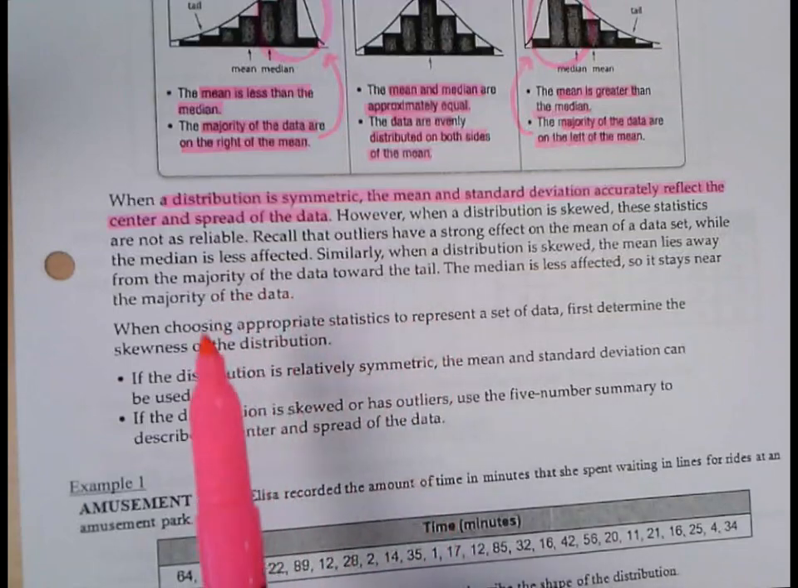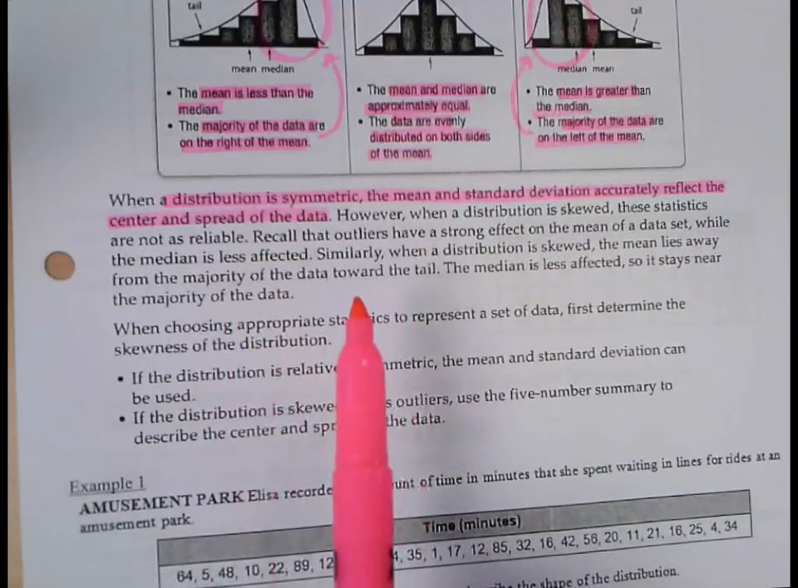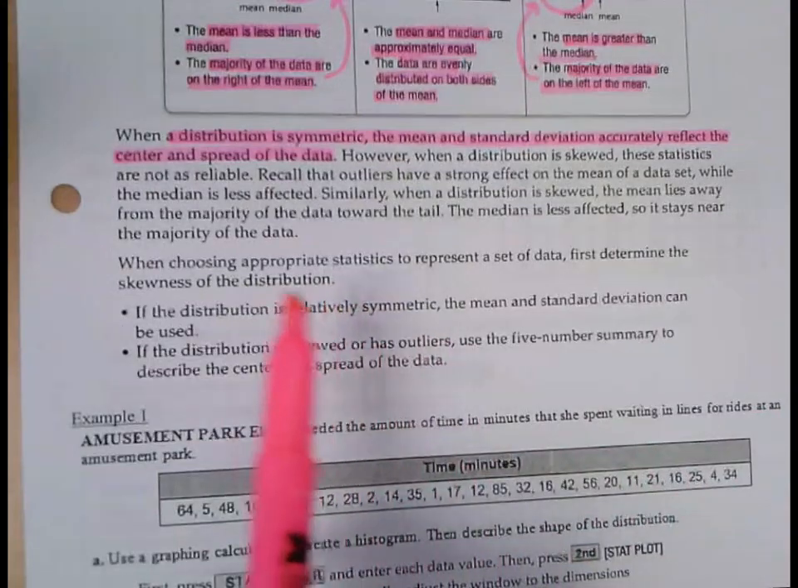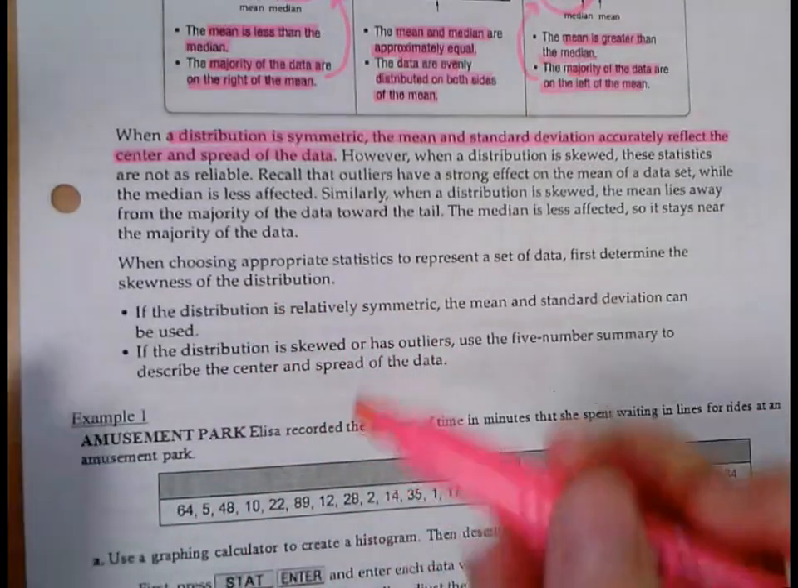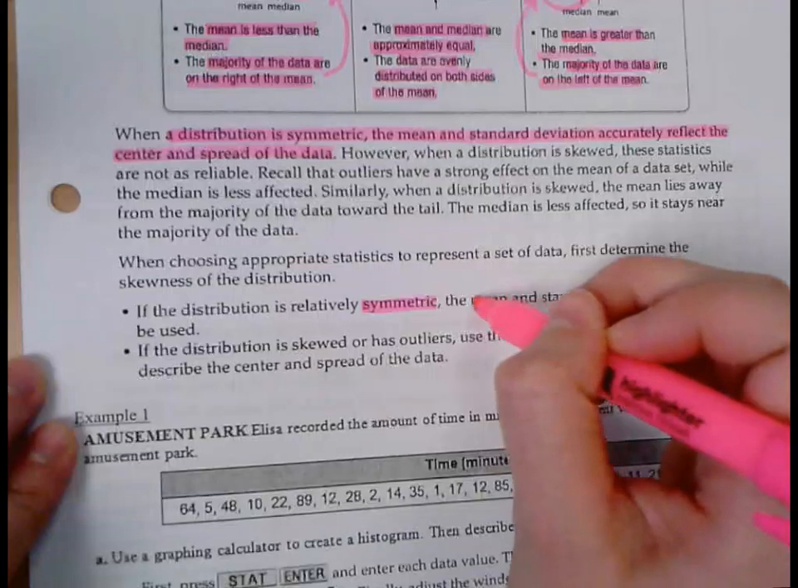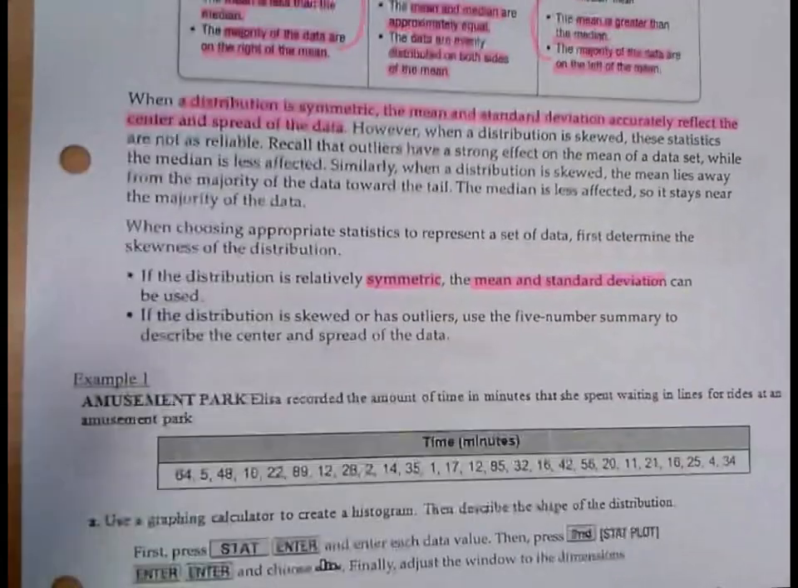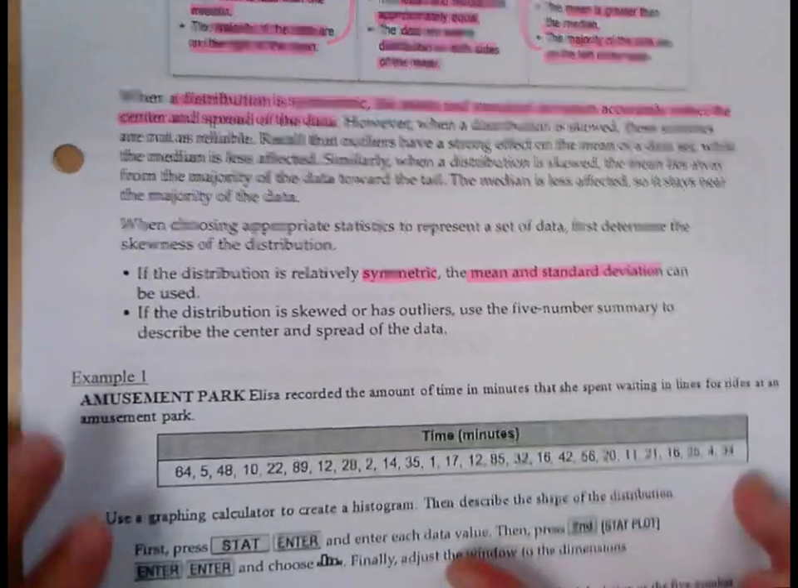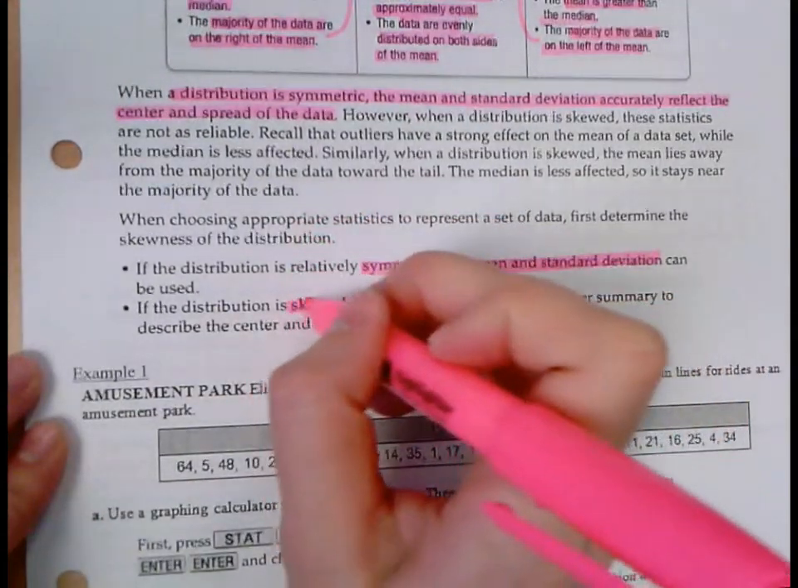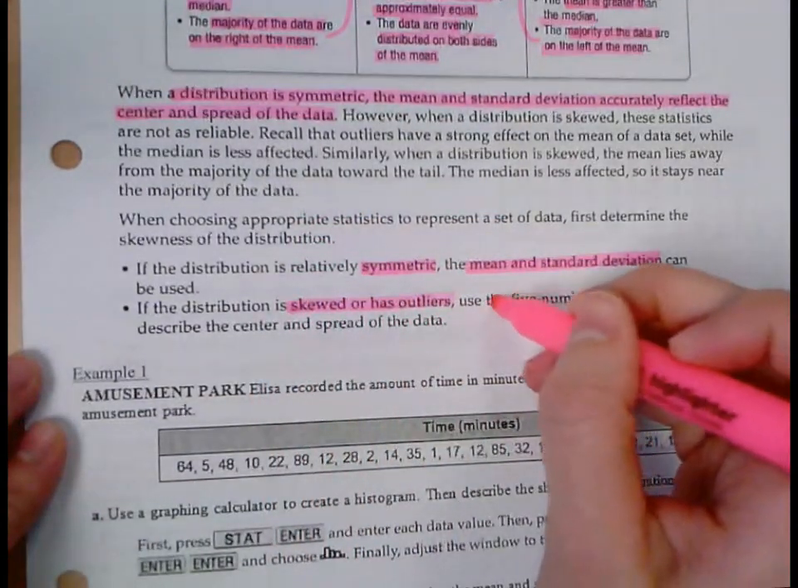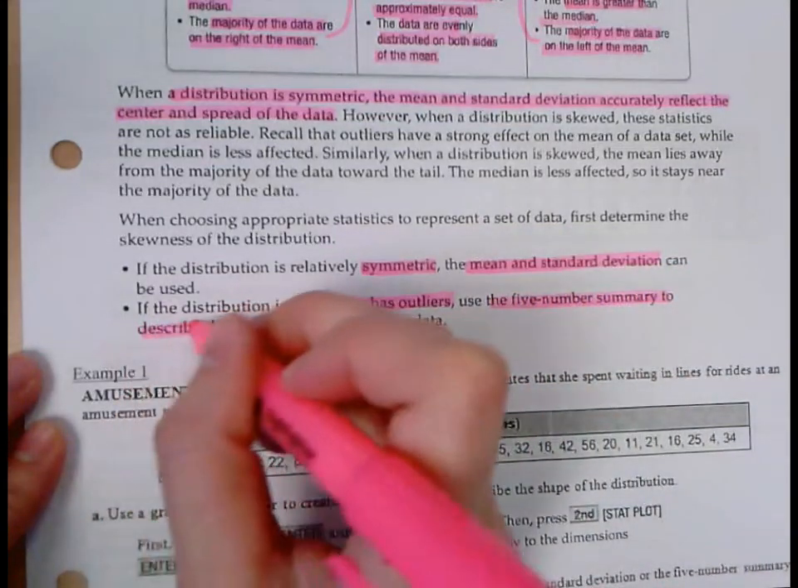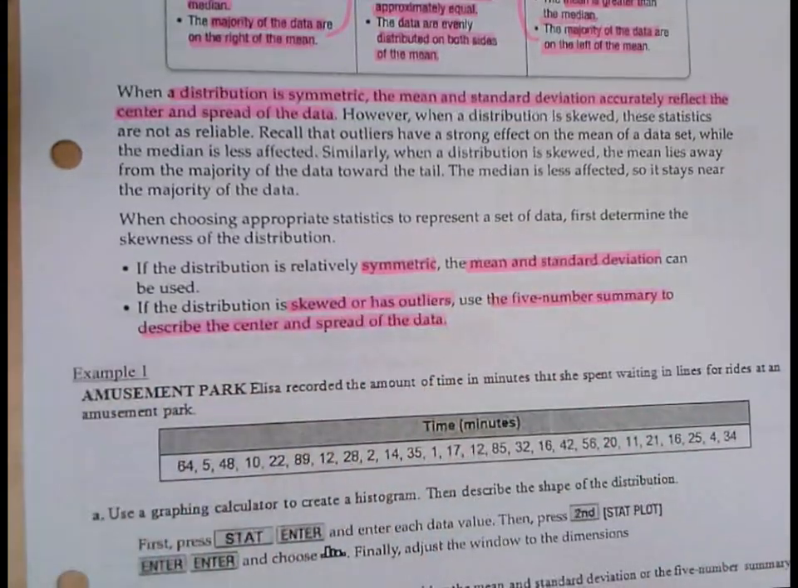So you first need to determine the distribution, skewed or symmetric, and then this down here is really what you need to focus on. If the distribution is symmetric, you will be using the mean and the standard deviation to describe center and spread. If the distribution is skewed or has outliers, you will use the 5-number summary to describe the center and spread of the data set. So you would find the min, the max, and then the 3 quartiles, because that would be the median then for your center. And if you know the min and the max, you could find the range for the spread.